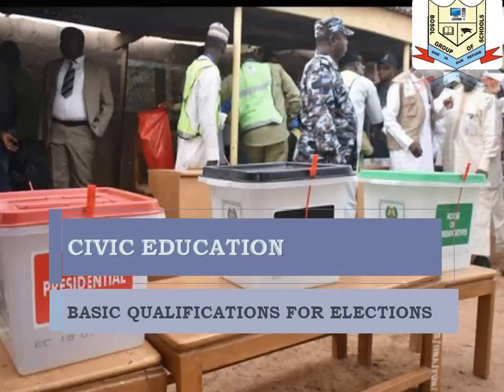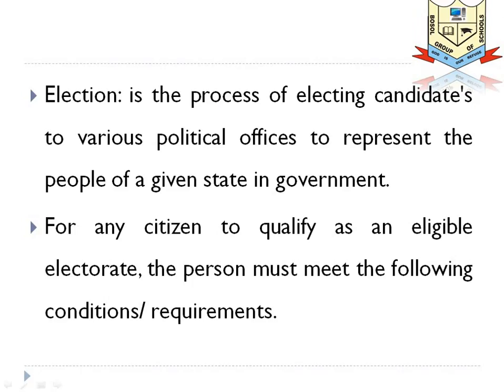I'm here today to talk on the topic basic qualifications for elections. This particular topic is for junior category in secondary school. When we talk about basic qualification for elections, I would like to first of all talk about election. Election is the process of electing candidates to various political offices to represent the people of a given state in government. For any citizen to qualify as an eligible electorate, the person must meet the following conditions or requirements.